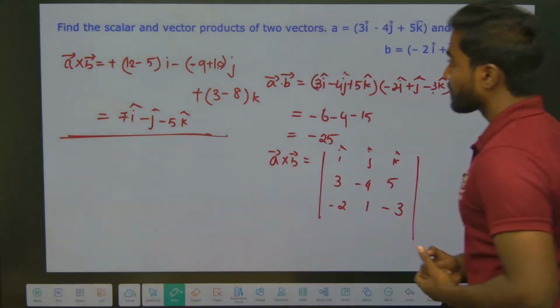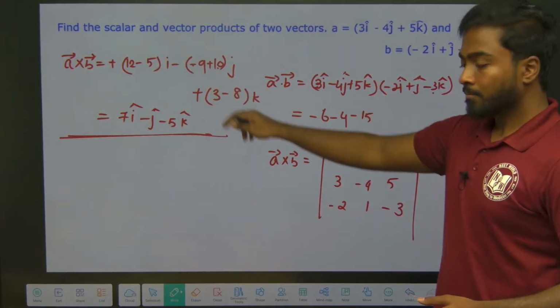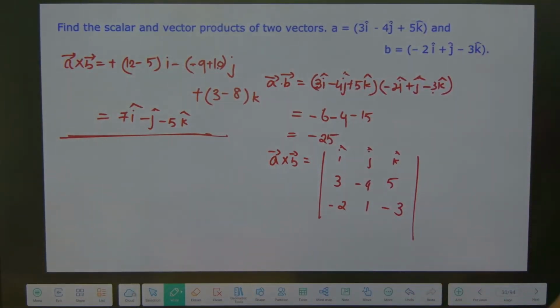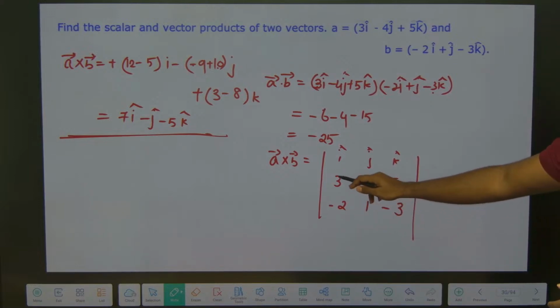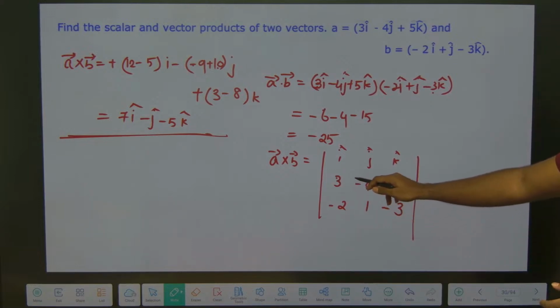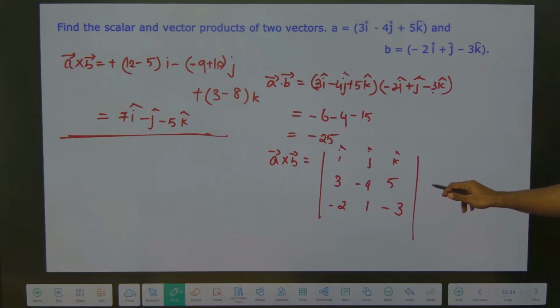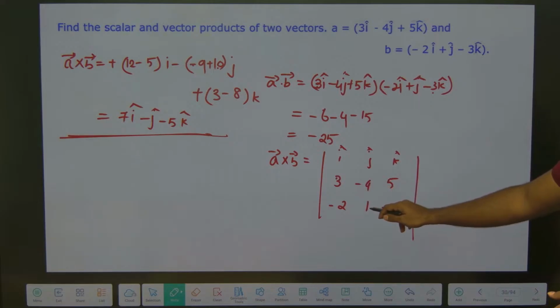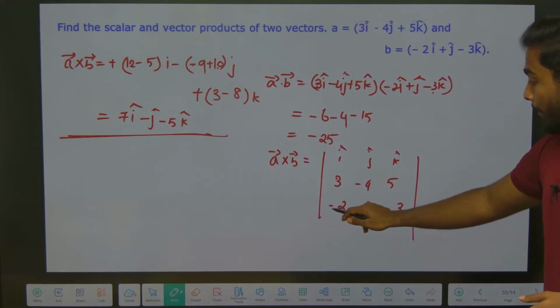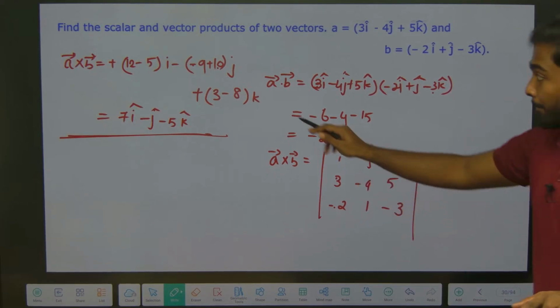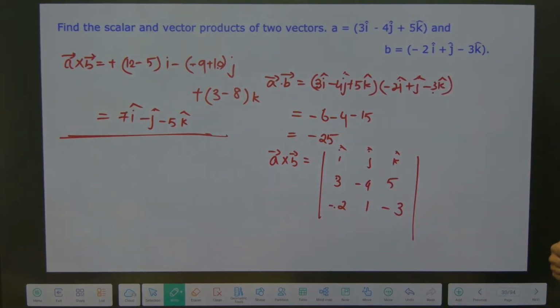Which one, sir? Minus 2 into minus 4. Which one are we doing? For k. So 3 into 1 is 3, minus 2 into minus 4 is 8, so 3 minus 8 we should write, no? Yes, nice.